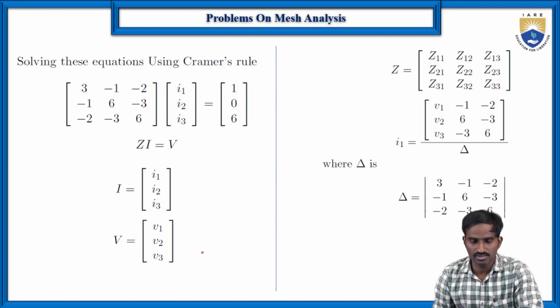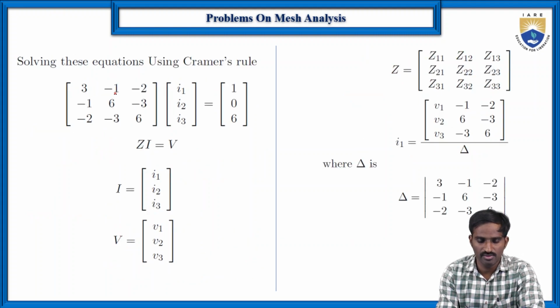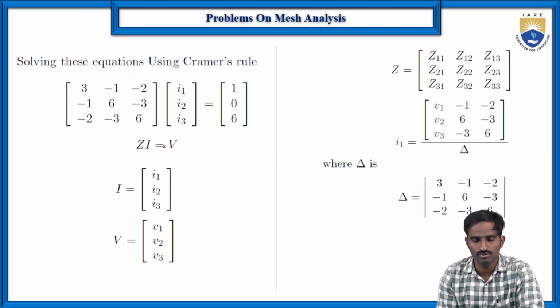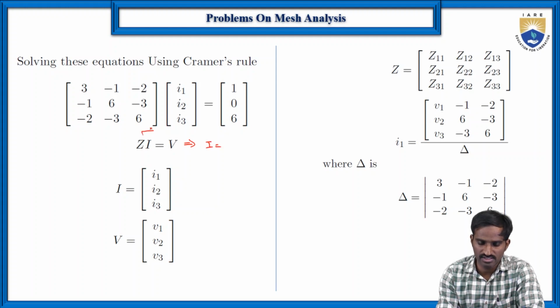Right, that's why here you can see 3, minus 1, minus 2 and these are the coefficients of the I. And this is the current matrix and this is the voltage matrix. So in other words, this is the impedance matrix. Let us consider Z. So Z I is equal to V. So from here, what we need to find is I. So I is equal to, if you send Z this side, then you will get Z inverse into V.